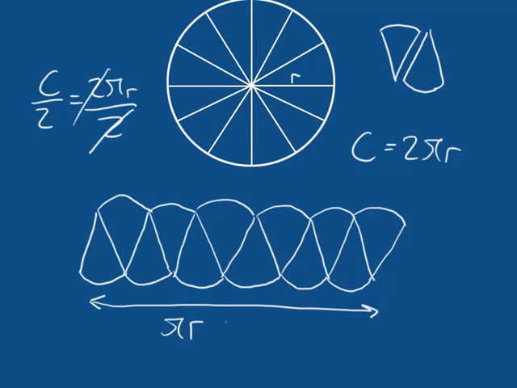Now, if we were to make each segment smaller and smaller, and therefore we'd have more segments, obviously, what would we notice about this almost rectangular shape here?